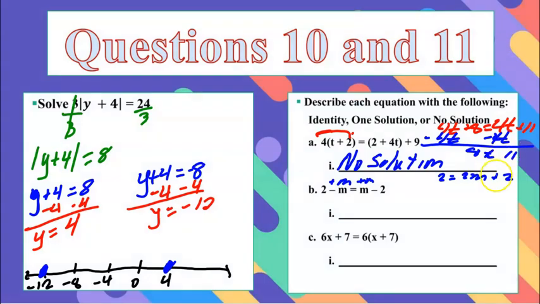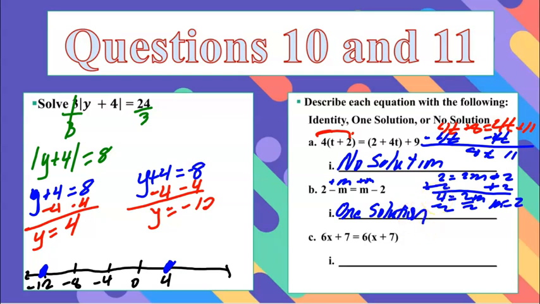Now to get our m's by itself, I'm going to subtract 2. Actually, this is a minus 2 here. So I got to add 2 to both sides. That gives me 4 equaling 2m. Get m by itself by dividing by 2, and that tells me m is going to equal 2. That means we have one solution. We know what that variable equals, so one solution.